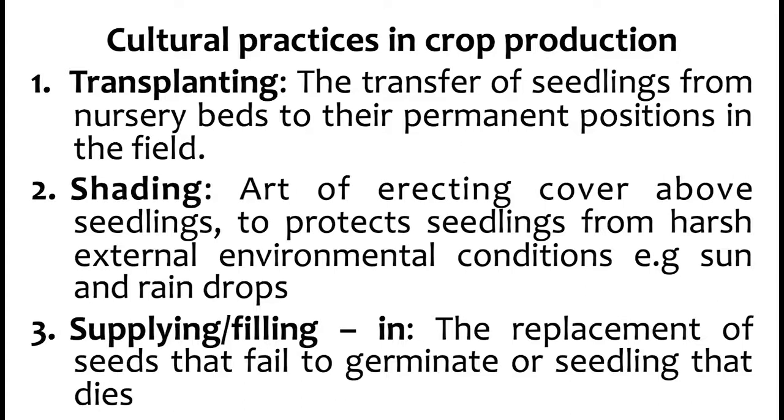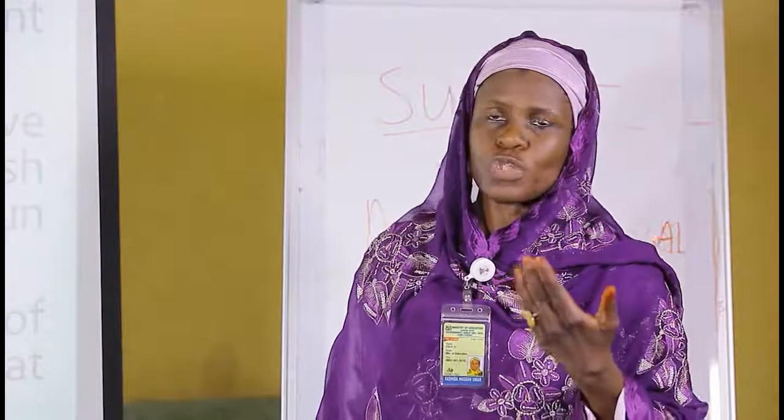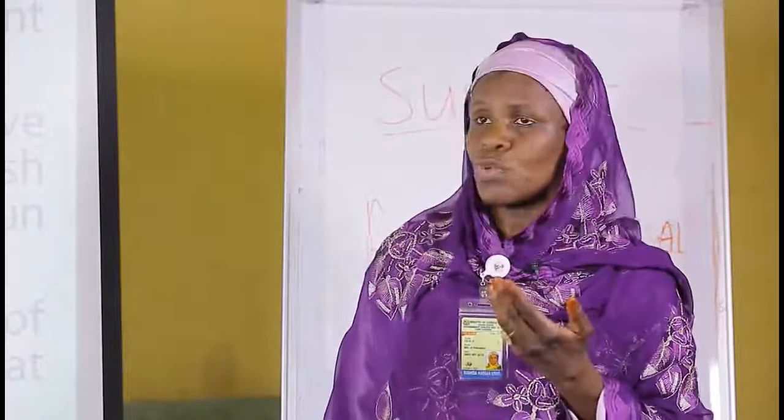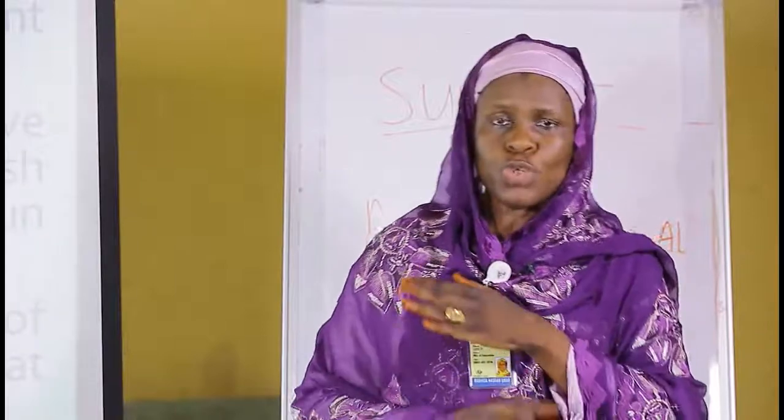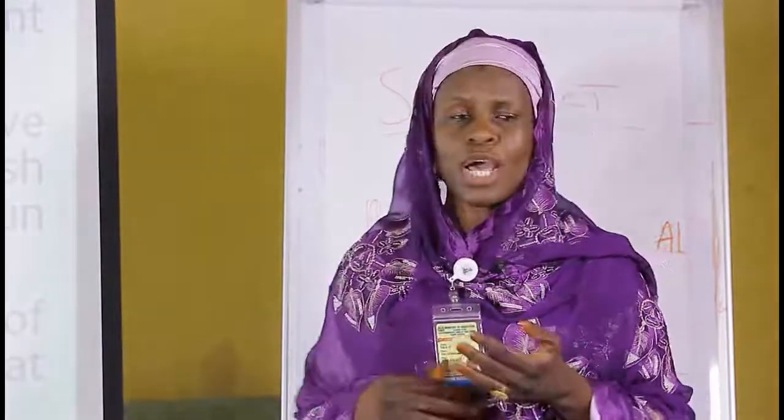Secondly, we have shading. Shading is the act of erecting cover above seedlings to protect them from harsh external environmental conditions such as rainfall and excessive sunshine. Thirdly, we have supplying, which is also known as filling in. It is the replacement of seeds that fail to germinate or seedlings that die. When your seedlings fail to germinate or they die, what you do is filling, that is the replacement. When you replace them, you are filling or you are supplying.